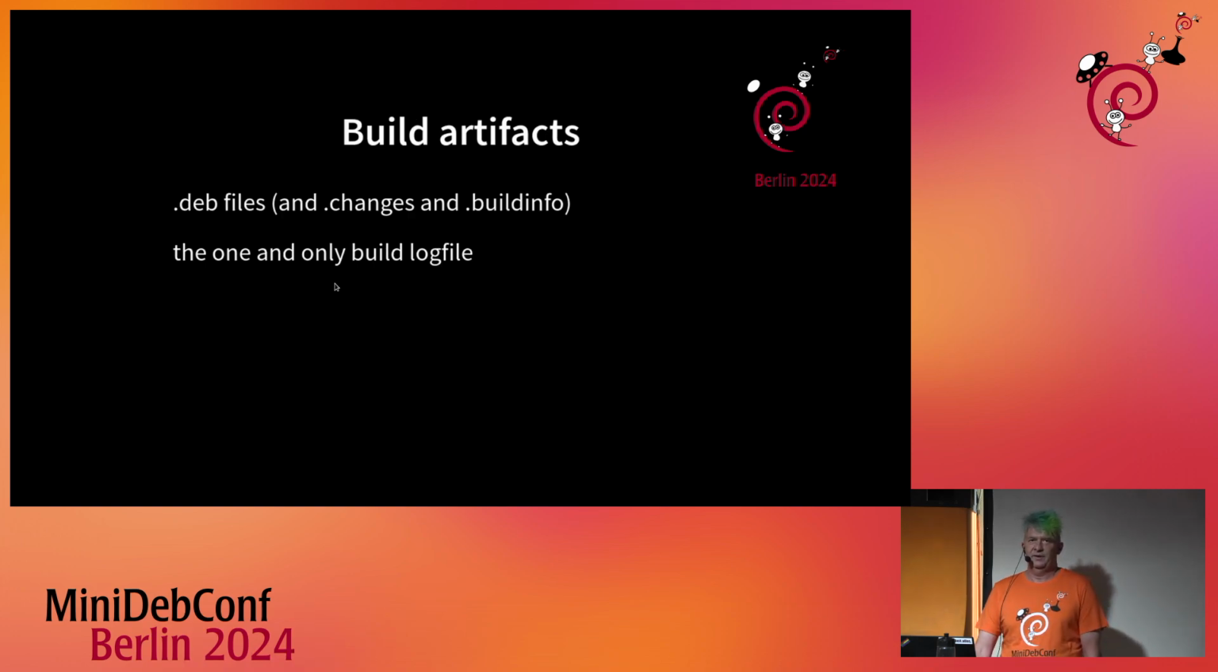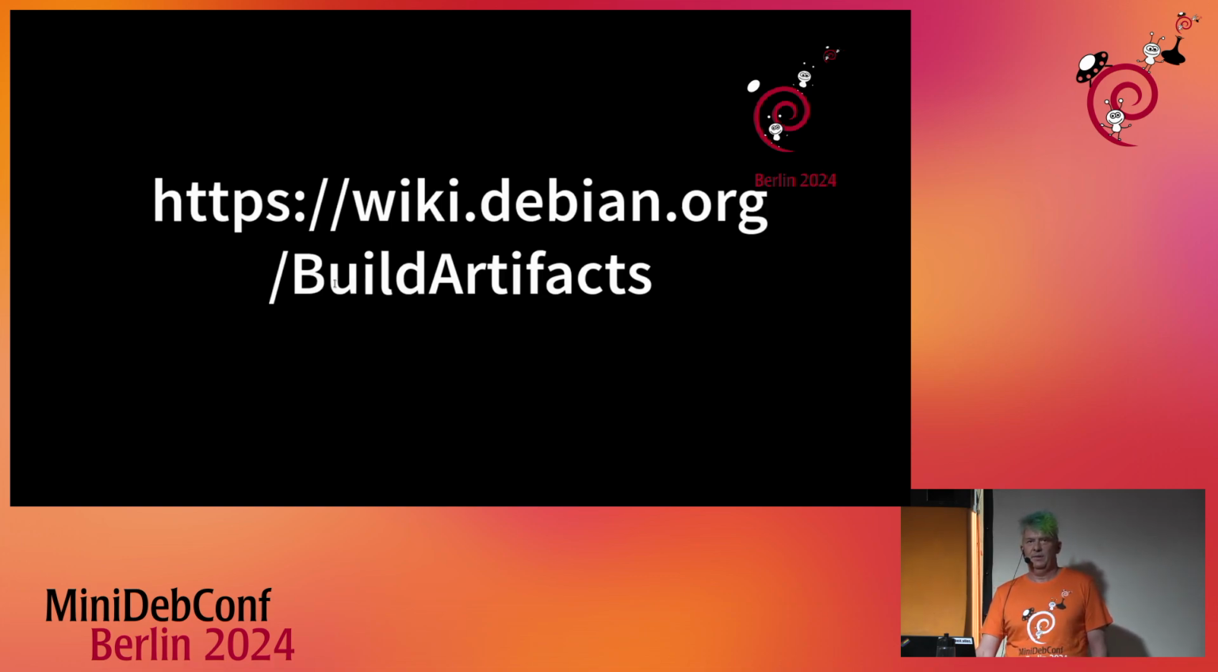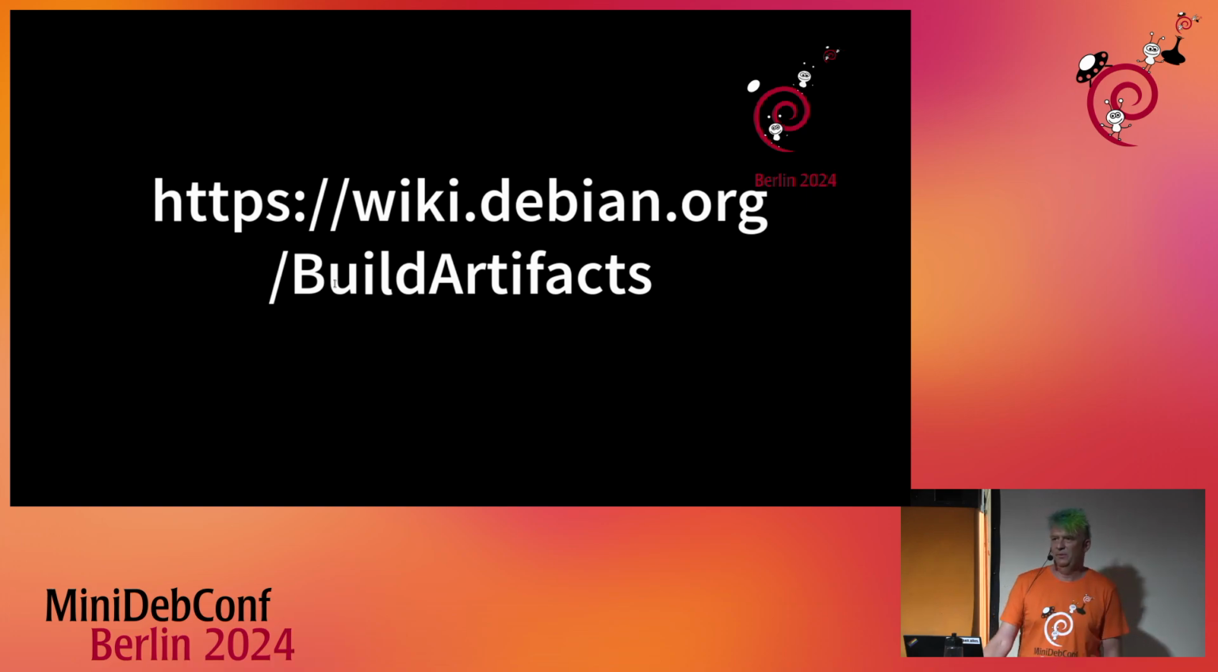So build artifacts are normally the deb files and the changes files and build info files and the source files and stuff. And then there's one and only one build log file. And you can put whatever output into this one build log file, and that works for many packages, but there's nothing else. So some people who need other artifacts invented unreproducible workarounds and store these build artifacts in the deb file to get them out of the build-deps. And this problem is described on wiki.debian.org build artifacts. This is what this talk is about, and at the moment it's just a description of the problem. And this should have the solution of the problem eventually as well.